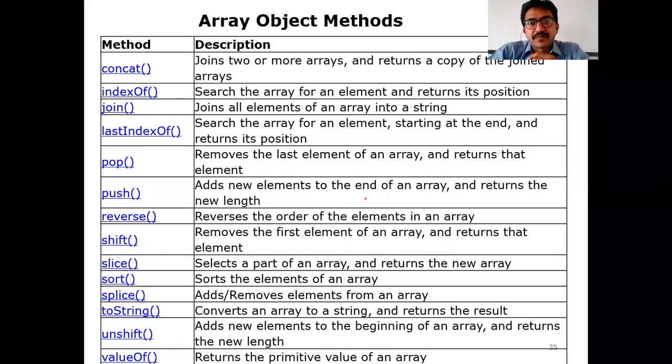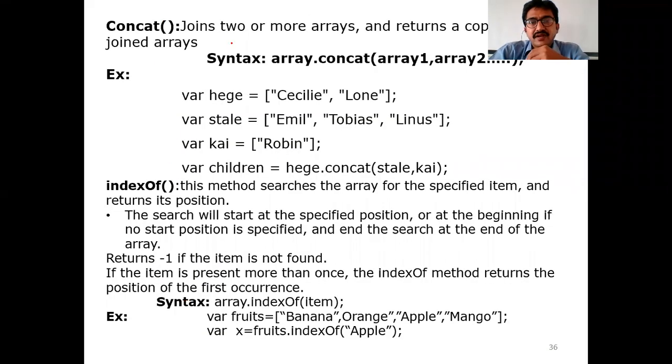So these are some of the properties, or we can call them functions, the array object methods: concat, indexOf, join, lastIndexOf, pop, push, reverse, shift, slice, sort, splice, toString, unshift, valueOf, like this. Lots of array object methods are available to perform any sort of task. Okay, so the example for concatenation is array dot concat.